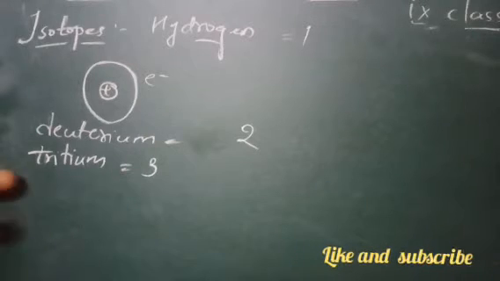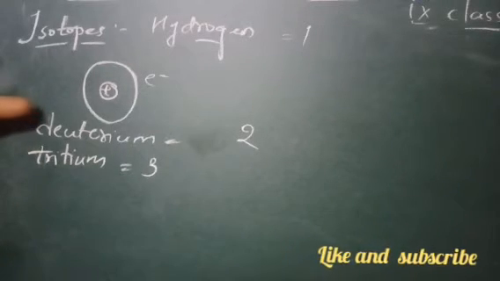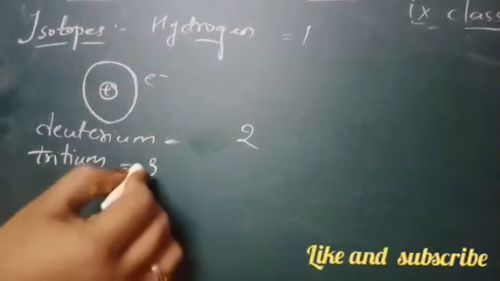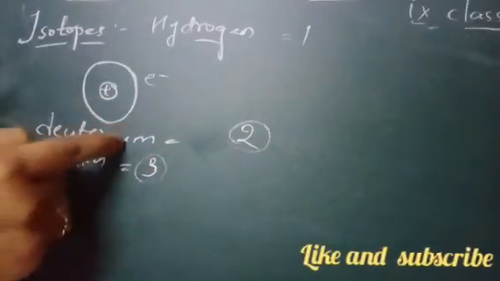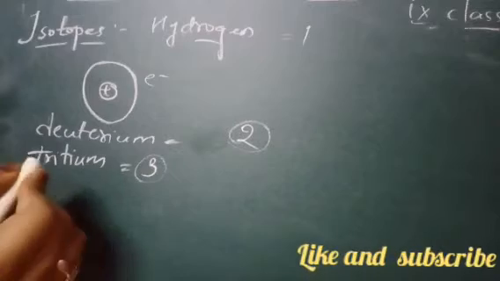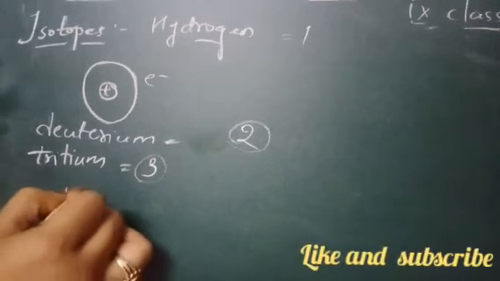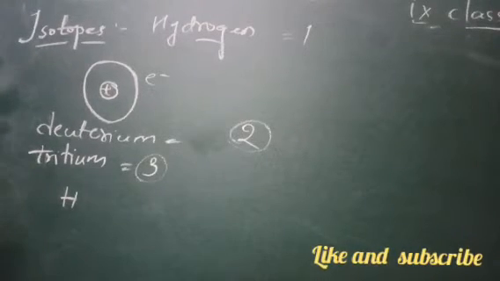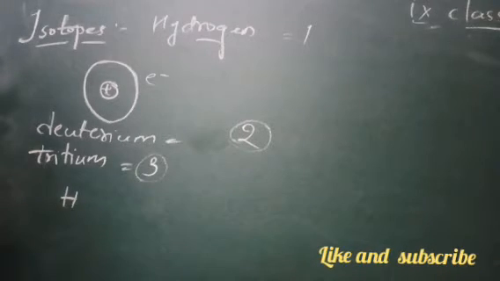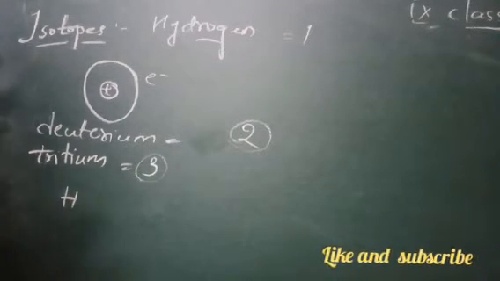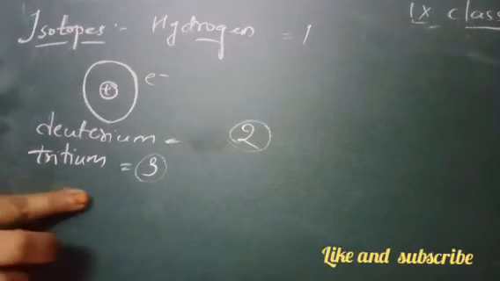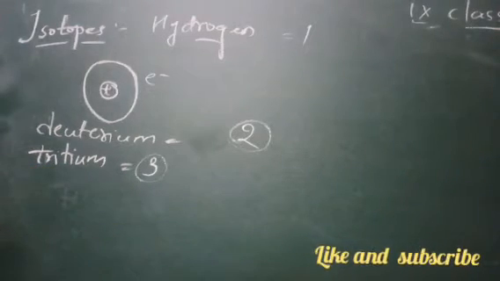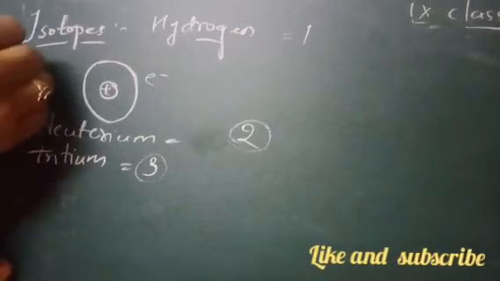So atoms of the same element which have the same number of protons but a different number of neutrons are called isotopes. This means that the number of protons is the same but the number of neutrons is changing. In hydrogen, the number of protons is the same and the number of electrons is the same, but the number of neutrons is changing in all the hydrogen atoms here. So protium, deuterium and tritium are called isotopes.